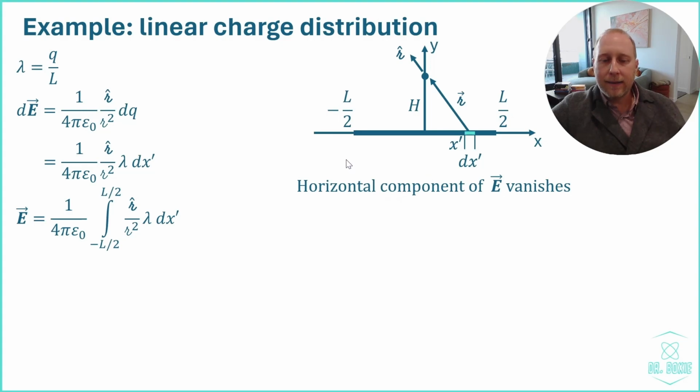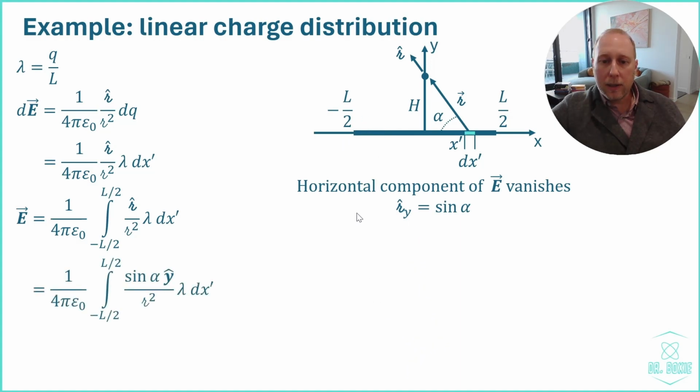And because of that, we may as well just forget about the horizontal component of E and only focus on the vertical component of the electric field. In other words, we will only focus on the Y component of curly R hat. Now, the Y component of curly R hat is equal to sine of alpha, where alpha is the angle I defined on the figure above. We can plug this into the integral, and then we can do the following.